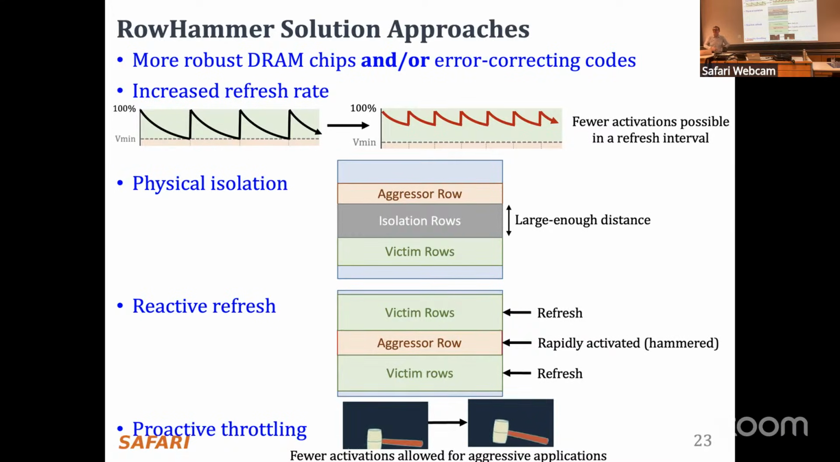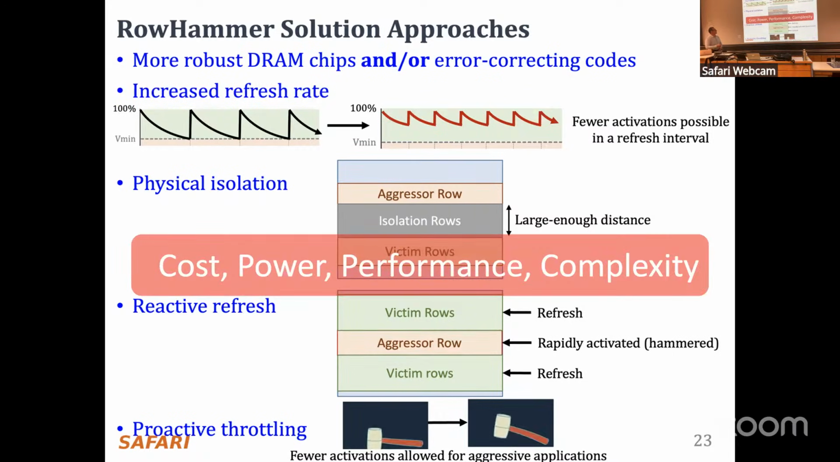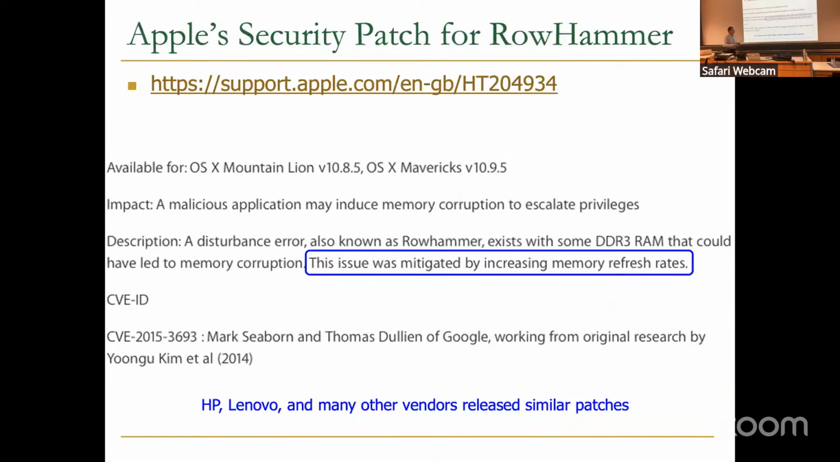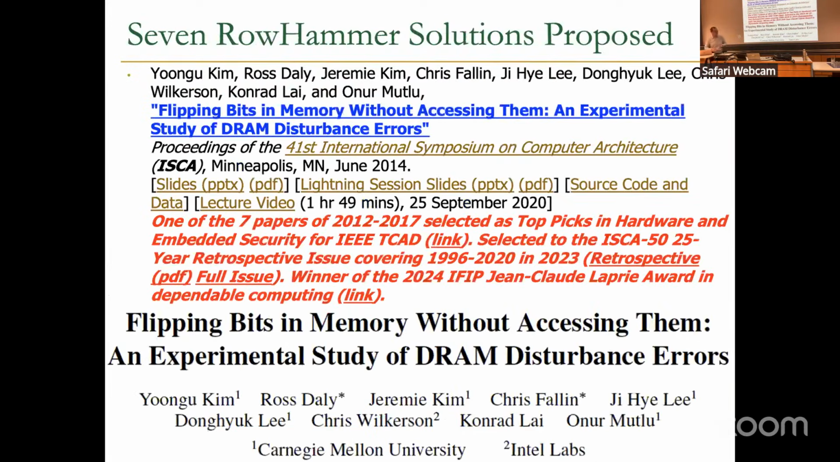Okay. And all of the solutions are part of a rich trade-off space in terms of cost, power, performance, and complexity. And maybe the security guarantees also, right? Now, we also discussed what manufacturers and also system designers did. They basically increased the refresh rates because the memory controllers were not programmable. And this is not a good solution. We discussed that also, right?